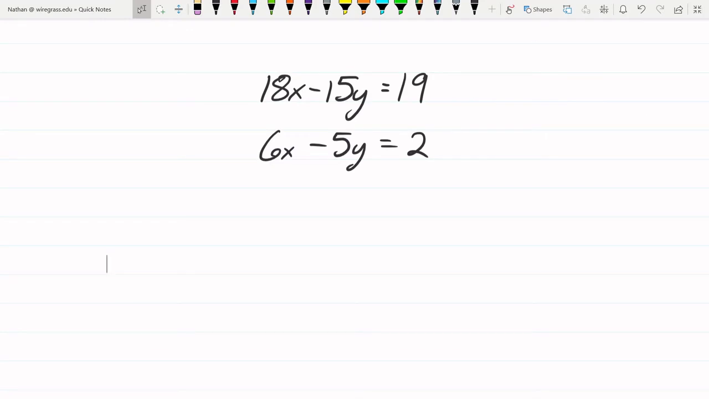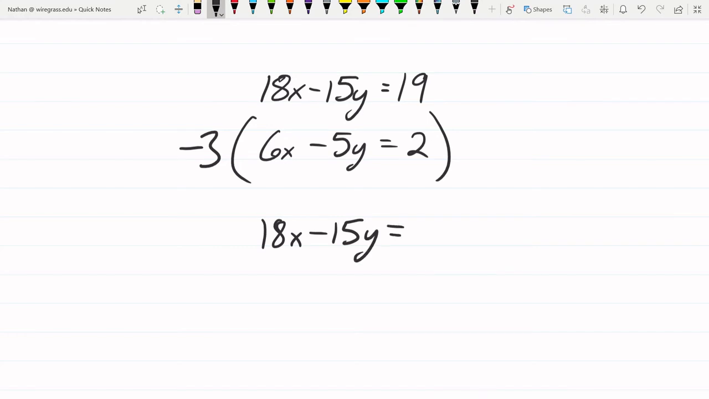Okay, this system I'm going to use addition or elimination, and I'm going to cancel out the x's, I guess. So the top one we have 18, the bottom one we have 6. So I'm going to multiply the bottom equation by -3. That'll give me 18 in the bottom, but -18. So it's the same number, but different signs. That's what you want. So we have 18x, this is the top equation, 15y equals 19.